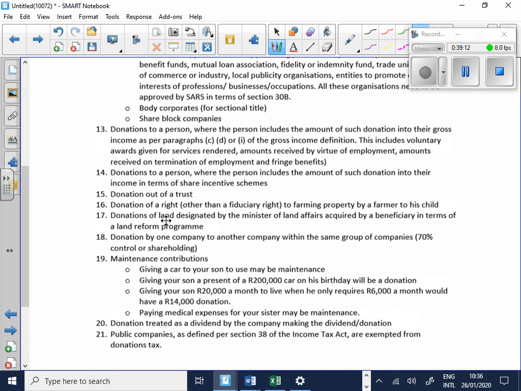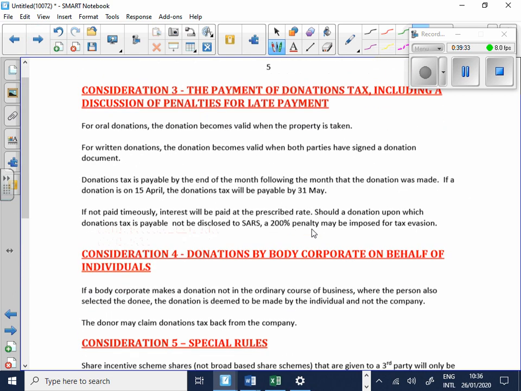And then, guys, public companies are exempted from donations tax. It's not part of your syllabus, but if they tell you it's a public company, they do not pay donations tax. So basically, it needs to be owned by a very, very diverse shareholding. There's no holding company, etc. That's what happens in practice, but it's not part of your syllabus. Guys, comfortable with this? Okay. Consideration three.